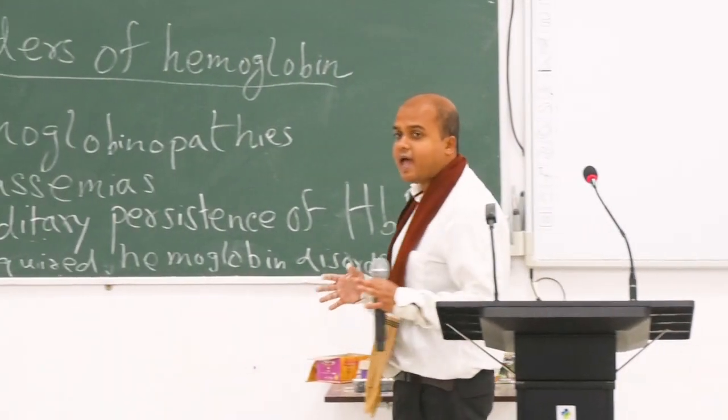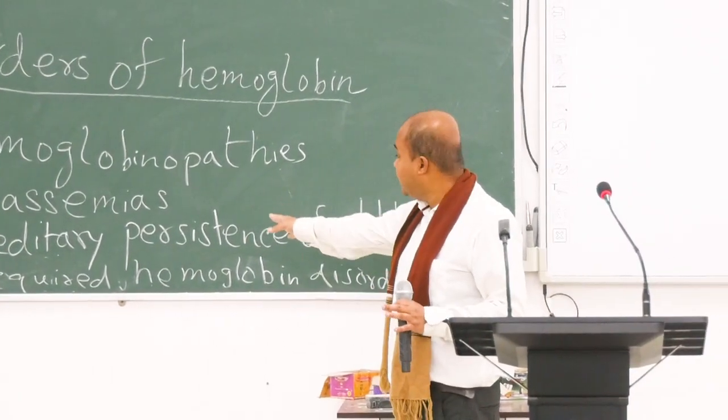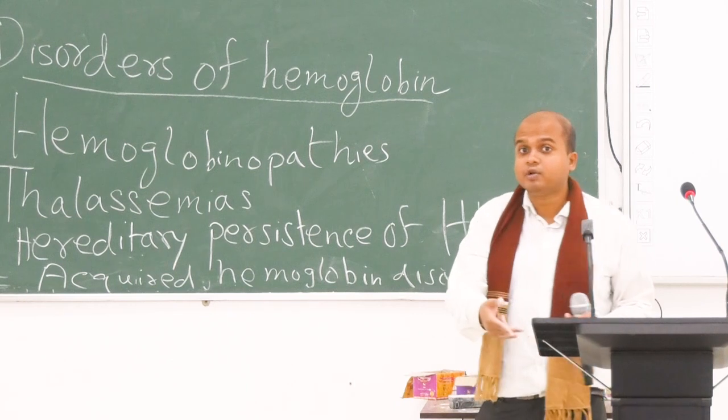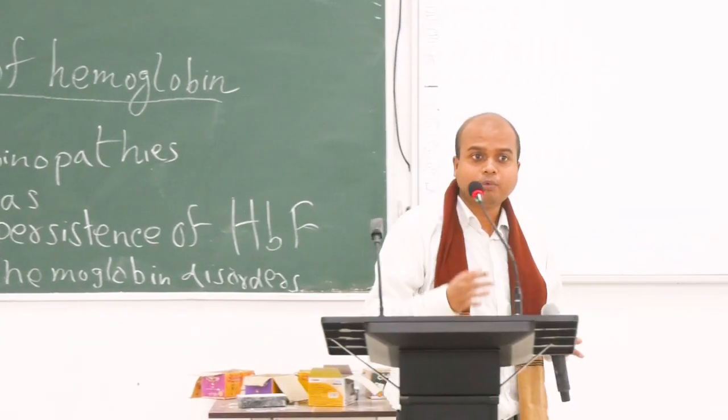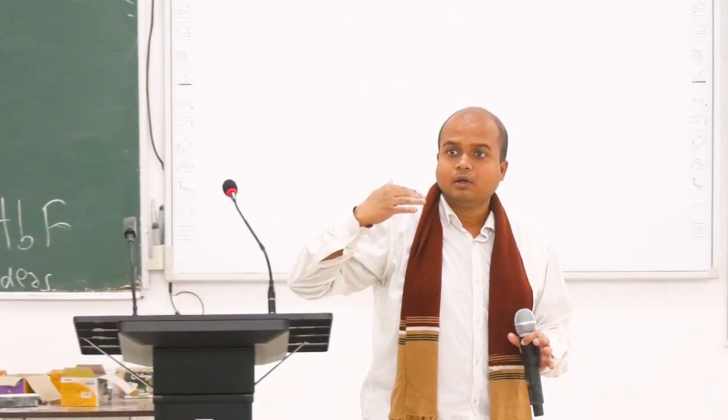And one other congenital anomaly, anomaly meaning deviation from normal, is hereditary persistence of HbF, which we were just talking about. HbF is fetal hemoglobin. It is persisting late into adult life. That is hereditary persistence of HbF.